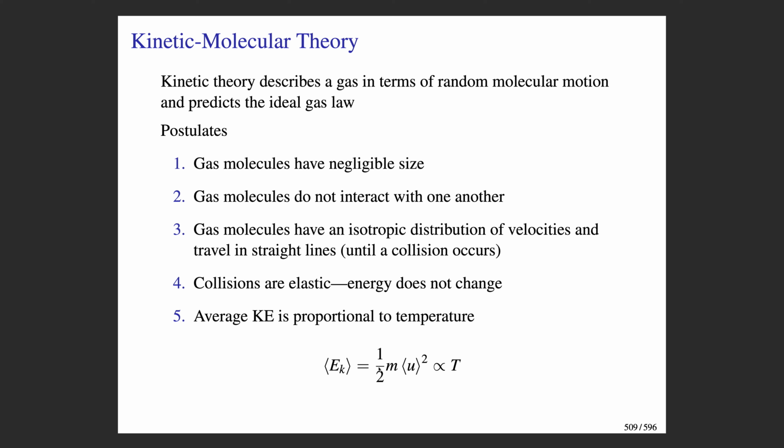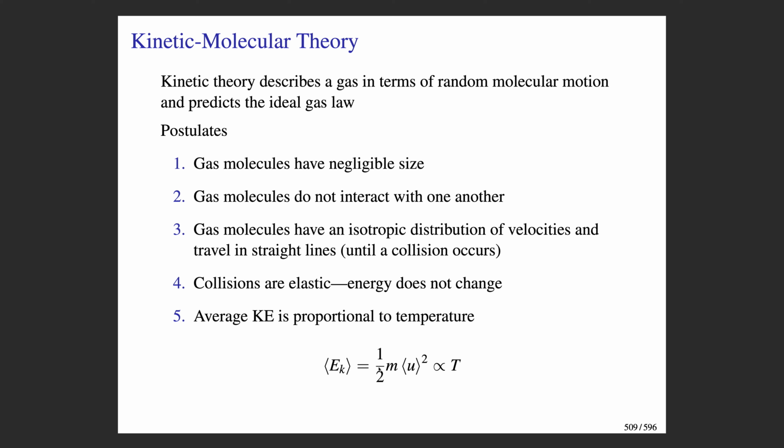Another assumption is that the distribution of velocities and speeds is isotropic, which means that it's even in all directions. That is, there's no preferred direction for the molecules to travel in. Generally speaking, the molecules will travel in a straight line until they collide with a wall, or if they collide with another molecule, they just bounce off one another, and then will continue traveling in a straight line.